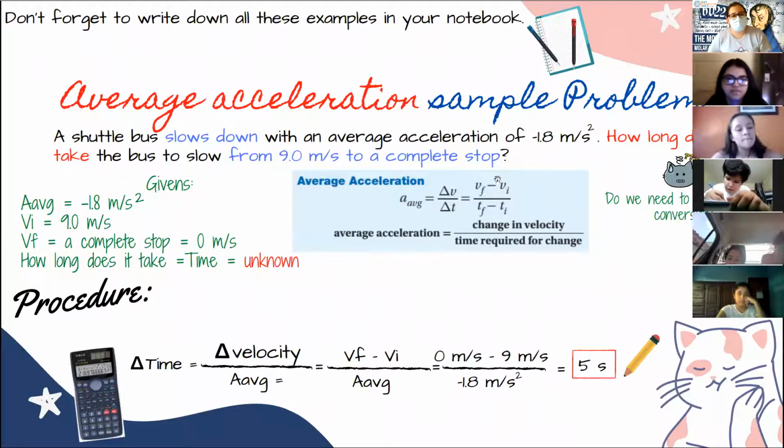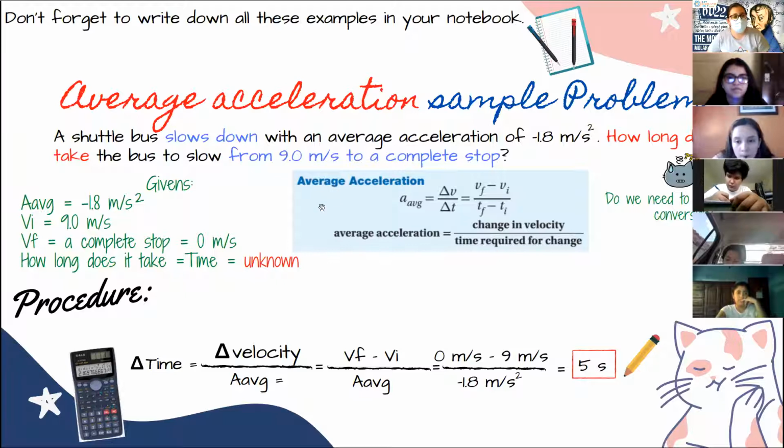A shuttle bus slows down with an average acceleration of negative 1.8 meters per second squared. How long does it take the bus to slow from 9 meters per second to a complete stop? Okay, this example is very interesting. Take a look.